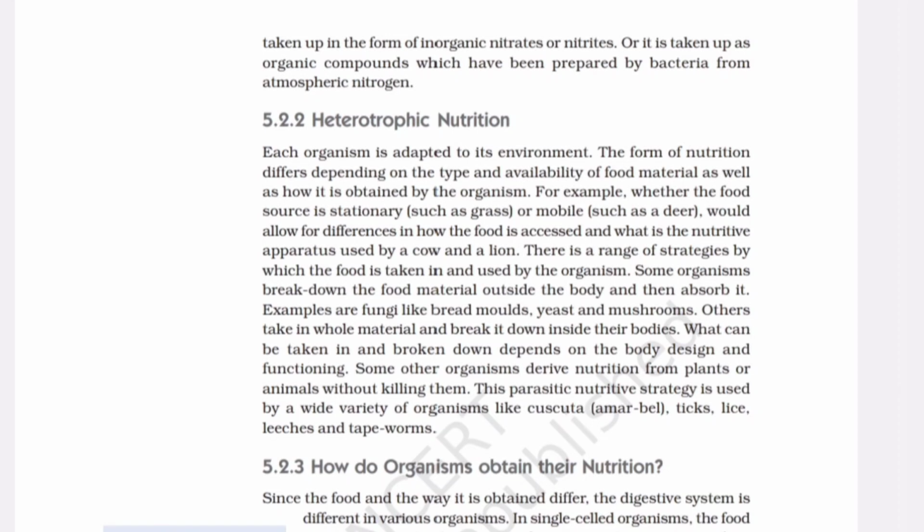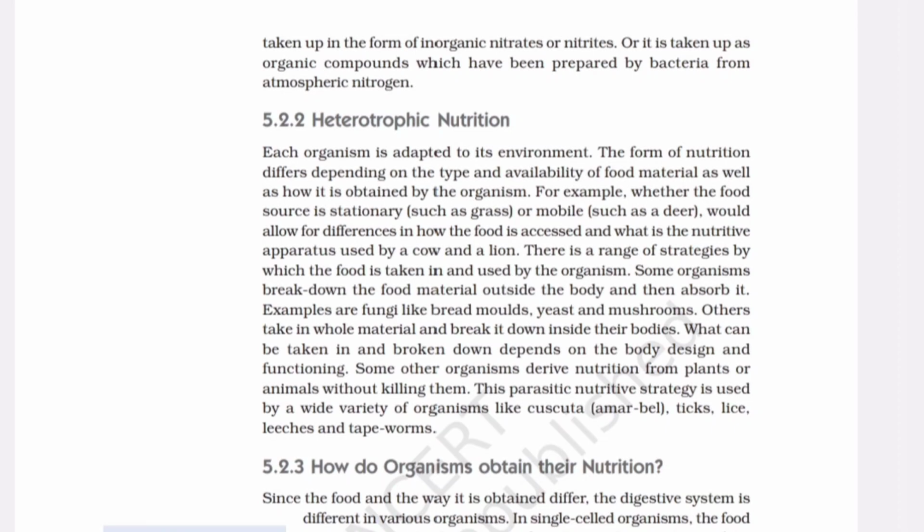Some other organisms derive nutrition from plants or animals without killing them. This parasitic nutritive strategy is used by a wide variety of organisms like Cuscuta, ticks, lice, leeches, and tapeworms. How do organisms obtain their nutrition? Since the food and the way it is obtained differ, the digestive system is different in various organisms.